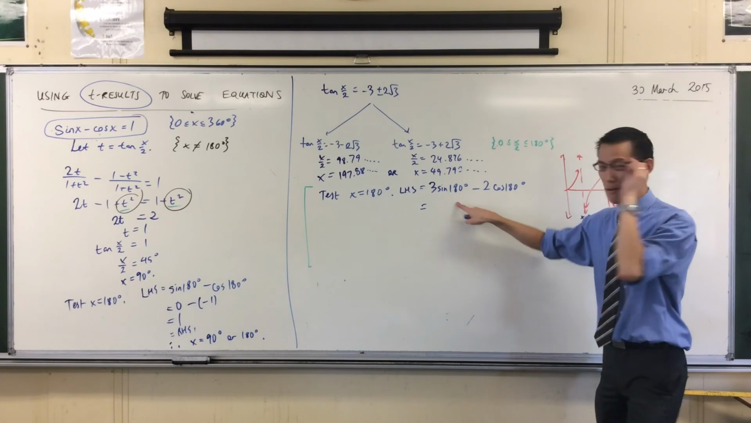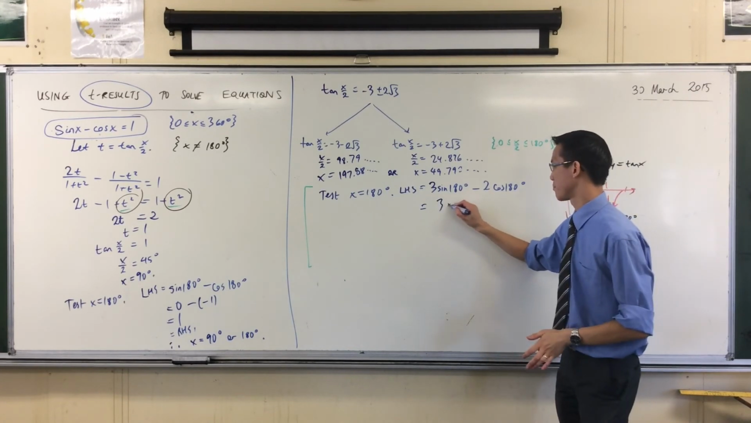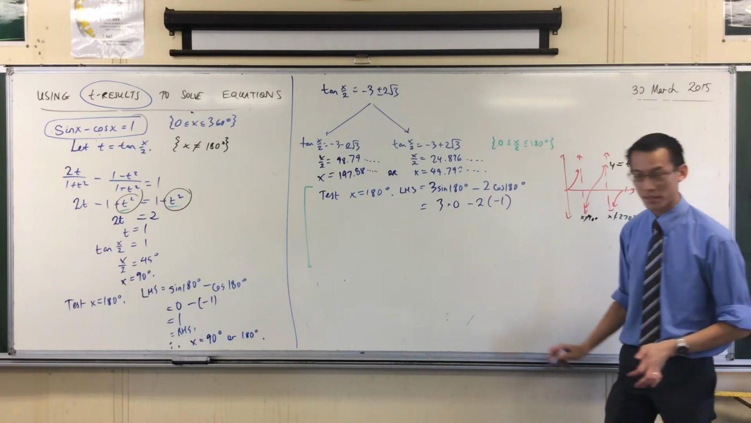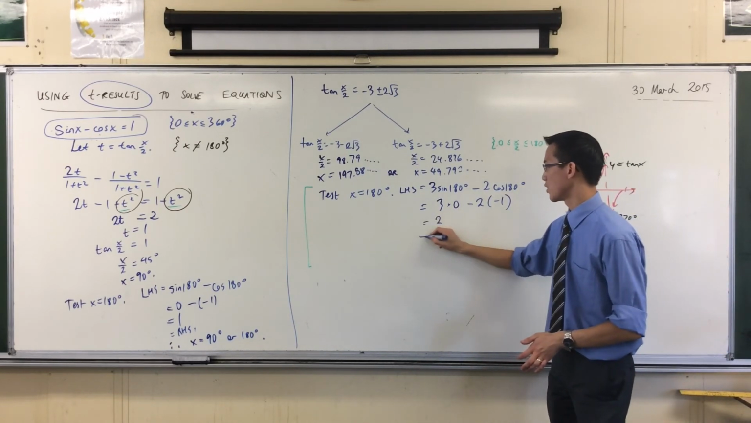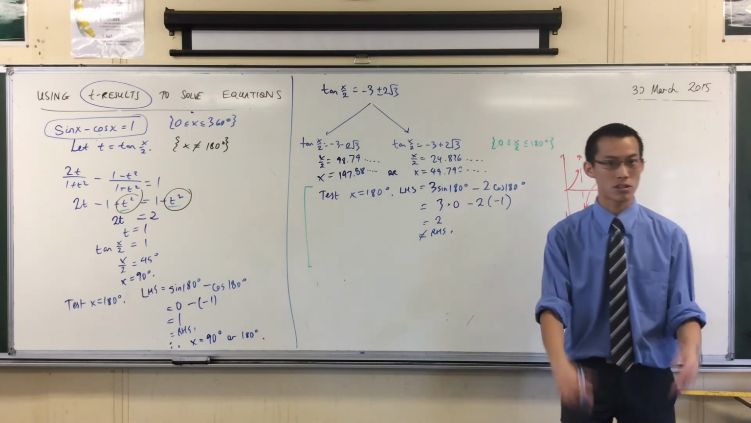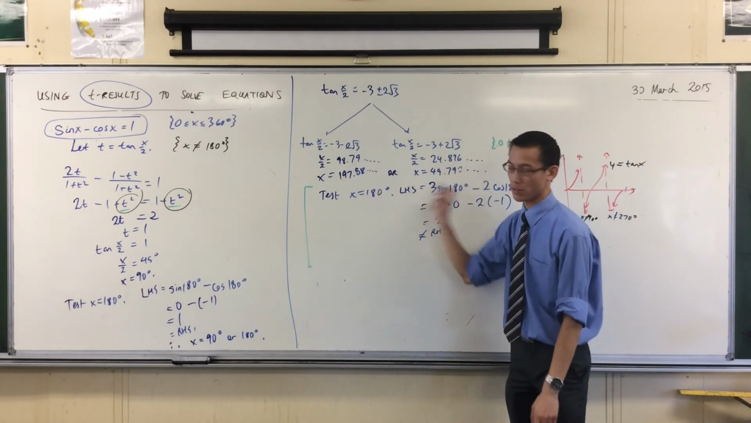Sine 180, we already said that's 0. That's minus 2 cos 180, and we already said that was minus 1. So you get 2, which is not equal to the right-hand side. So, no problems. 180 is not a solution. And we've already found the 2, they're there.